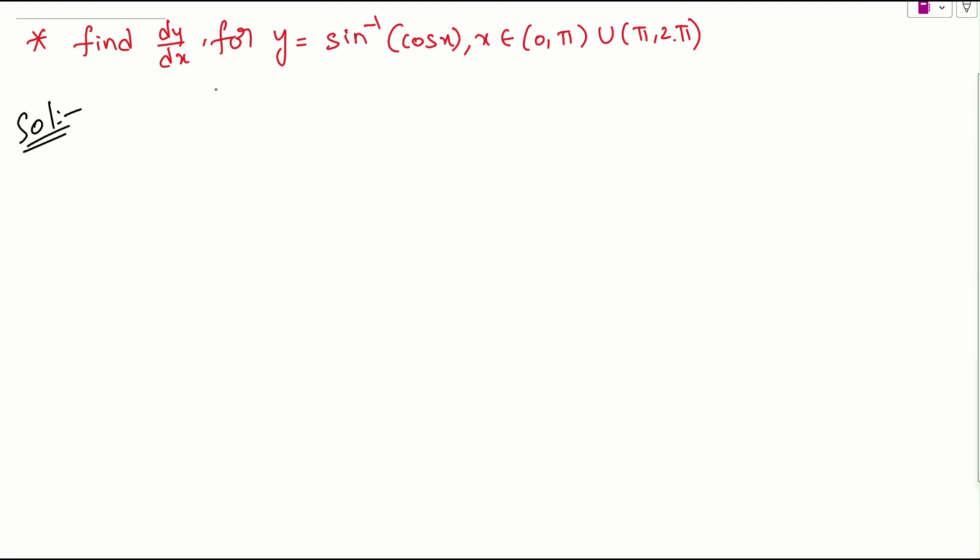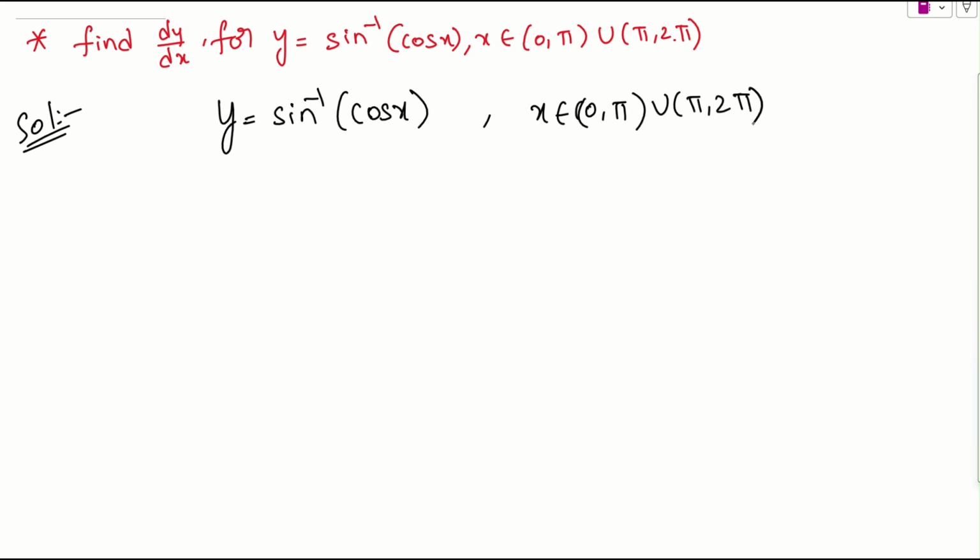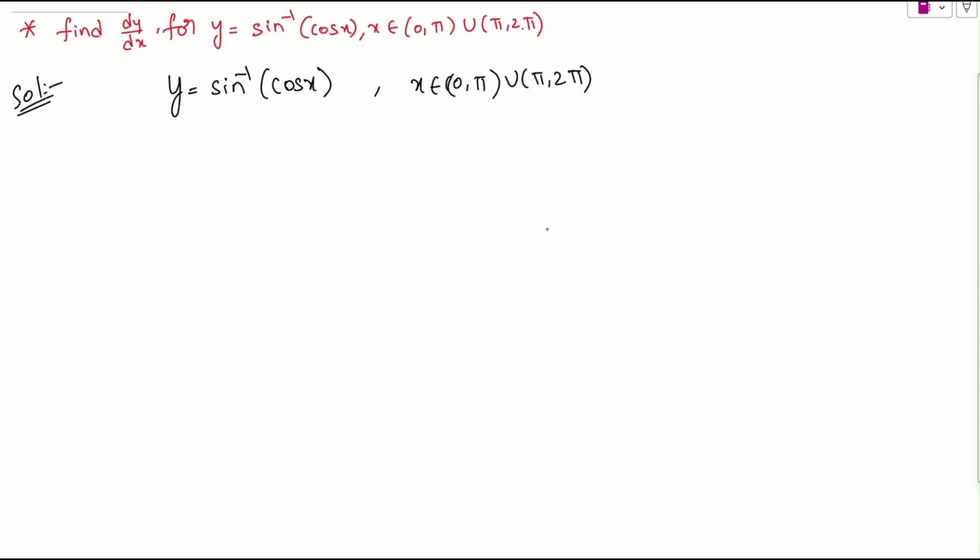Yeah, let us see what was the question given here. We need to find dy by dx for the function y is equal to sine inverse of cos x. Not simply anywhere, they have specially mentioned x belongs to 0 to pi union with pi to 2 pi. Is it okay? So now let us see how to do this problem.